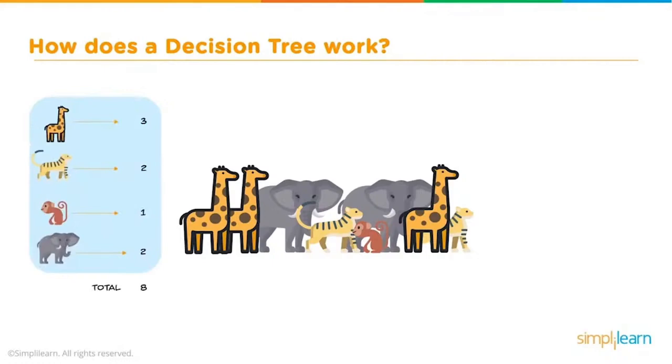And don't be afraid of the math. You don't really have to memorize this math. Just be aware that it's there and this is what's going on in the background. And so we have 3 giraffes, 2 tigers, 1 monkey, 2 elephants, a total of 8 animals gathered.